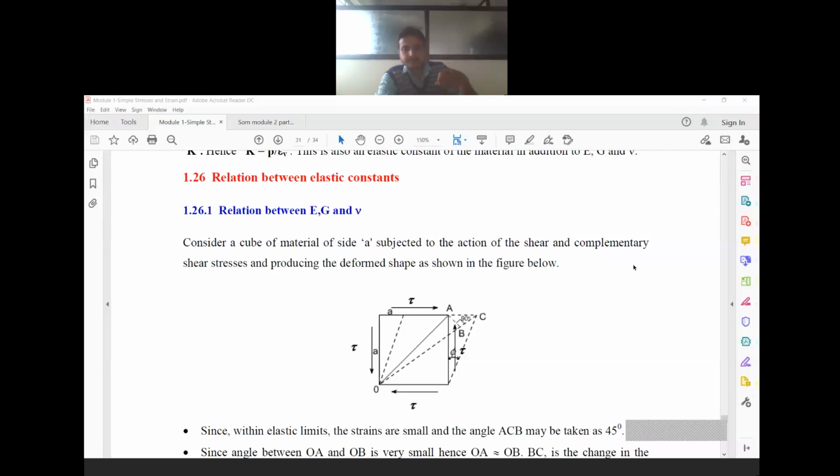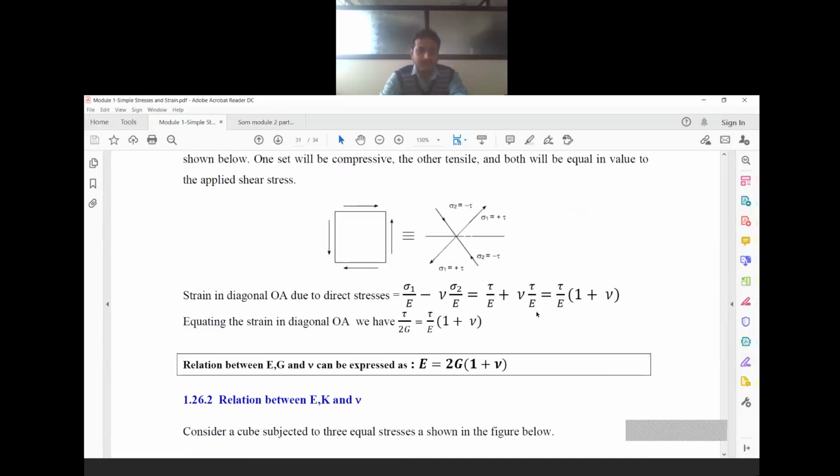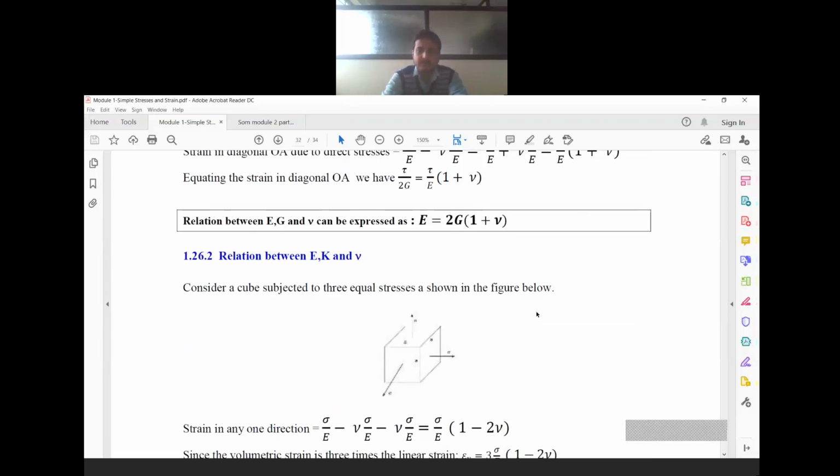So now what we can do here is, we have this relation between elastic modulus, rigidity modulus, and Poisson's ratio. And we had discussed the derivation part, and the final equation we had was E is equal to 2G multiplied by 1 plus nu. So, which was the equation we had obtained by considering the relation between E, G, and nu.